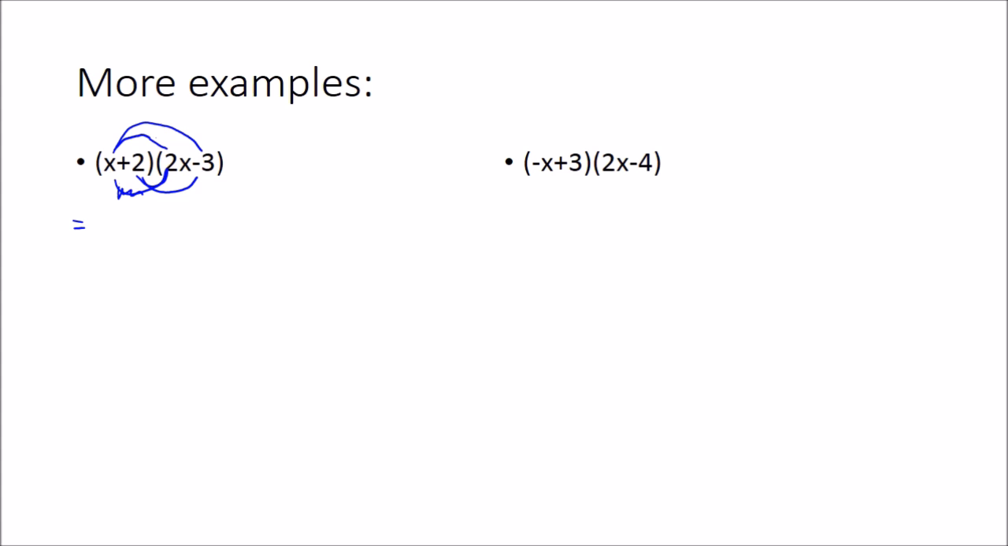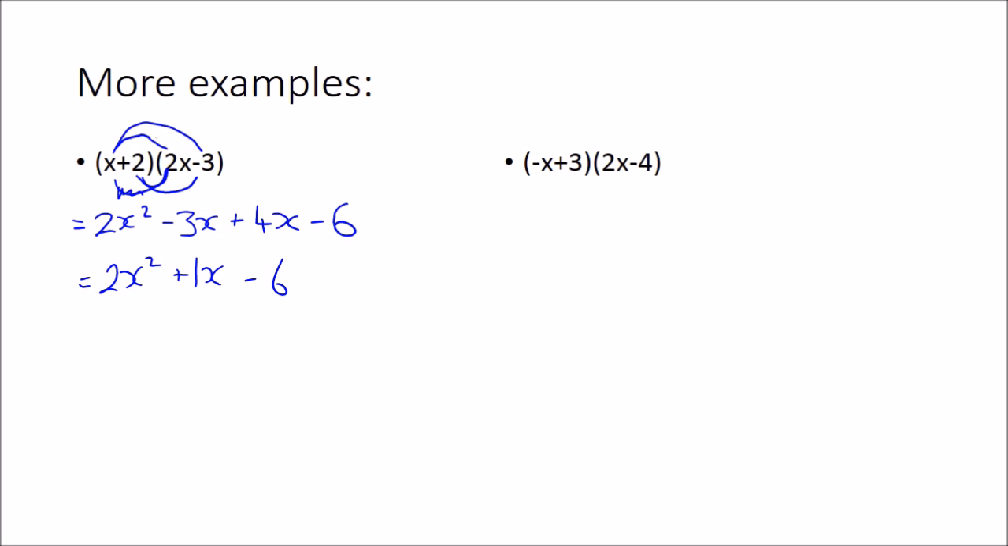So x times 2x is going to be 2x squared. X times negative 3 is going to be minus 3x. 2 times 2x is going to be plus 4x. And 2 times negative 3, well 2 3s are 6, but because of the negative and the positive signs, we're going to end up with minus 6. Then combining like terms, the only like terms are the x's, negative 3 plus 4 is 1. So I've got 2x squared plus 1x, or I could just write plus x minus 6.